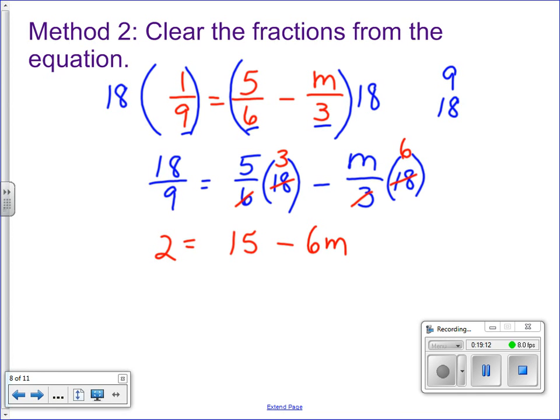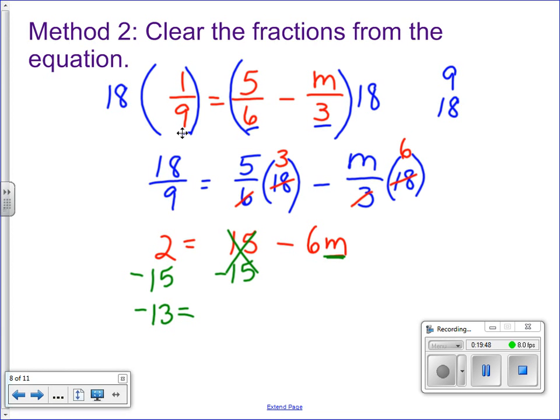Now, this equation poses a little bit of a different problem, and one that we have to recognize, because although this is a subtraction problem, in order to get my variable isolated, I'm going to switch to a different color here. I have a positive 15. To get rid of it, I'm going to have to subtract 15. 15 minus 15 gives me 0. All right, 2 minus 15 gives me negative 13.